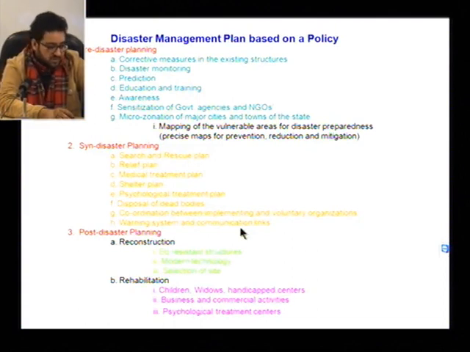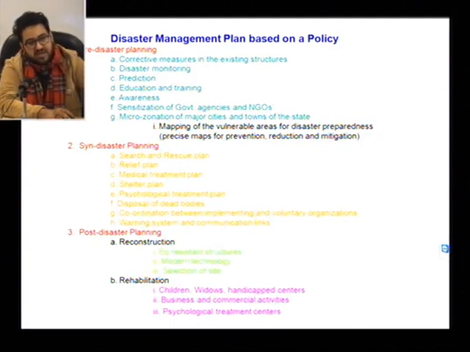Then we have to work. We have to grow up. I mean, we have to be resilient. Because in the human race, different types of disaster happen. They come and go. But human races have survived, and it will survive. So post-disaster planning talks about reconstruction, rehabilitation, providing help to the needy.